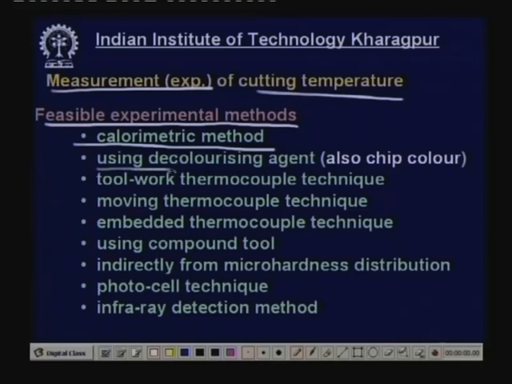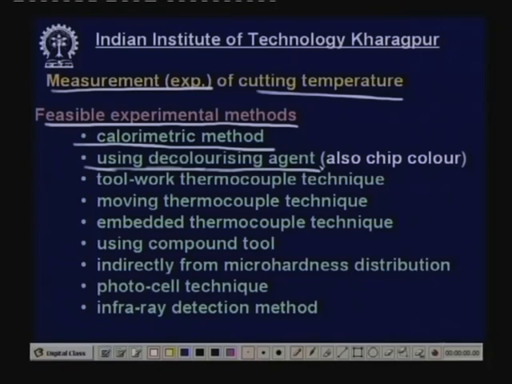The second method is also a crude method, but better than calorimetric, using a decolorizing agent. That means there are certain paints and chalks which, when pasted or painted on the hot surface, change color depending upon the temperature of the hot surface. So the color of the chalk or paint marked on the tool or the job will keep on changing. And if you know in advance the correlation between the color and the temperature, you can determine at least the level of the temperature, not exactly, approximately from the range of the color.